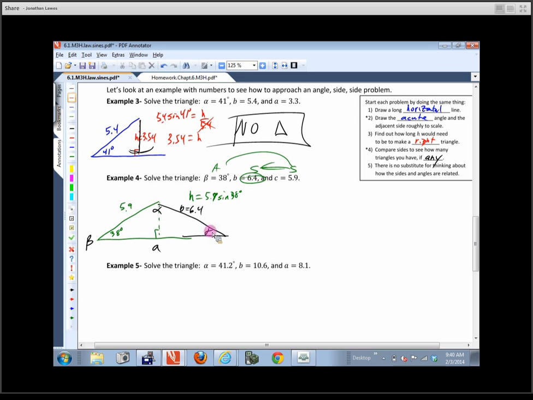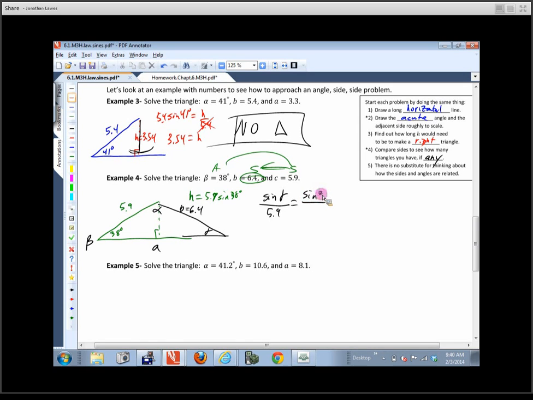This is the one you want to find first. Don't set it up to find alpha, because that's obtuse. You want to find the acute angle first. So let's go ahead and find that. I'm going to put the sine of gamma over 6.4 should equal, and what do I put over here? 5.9.